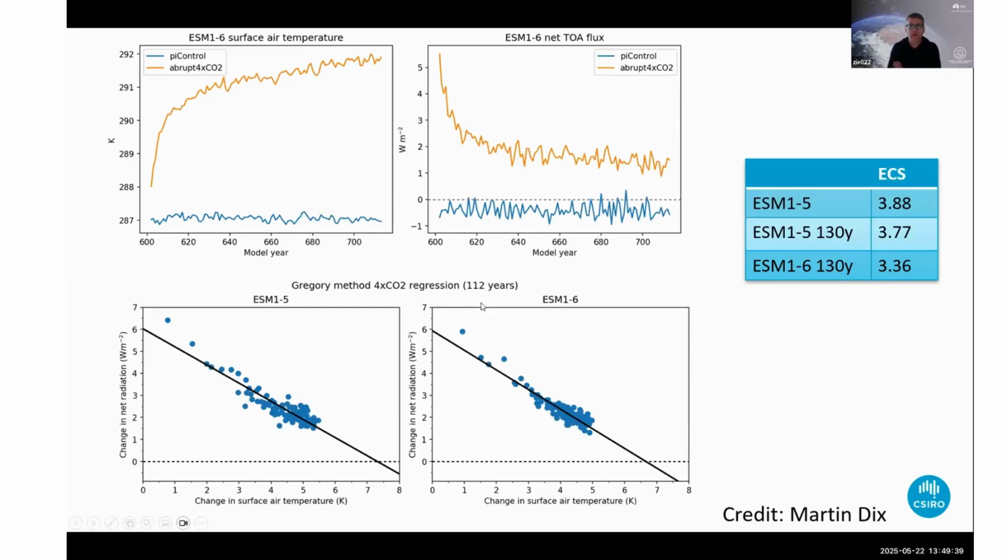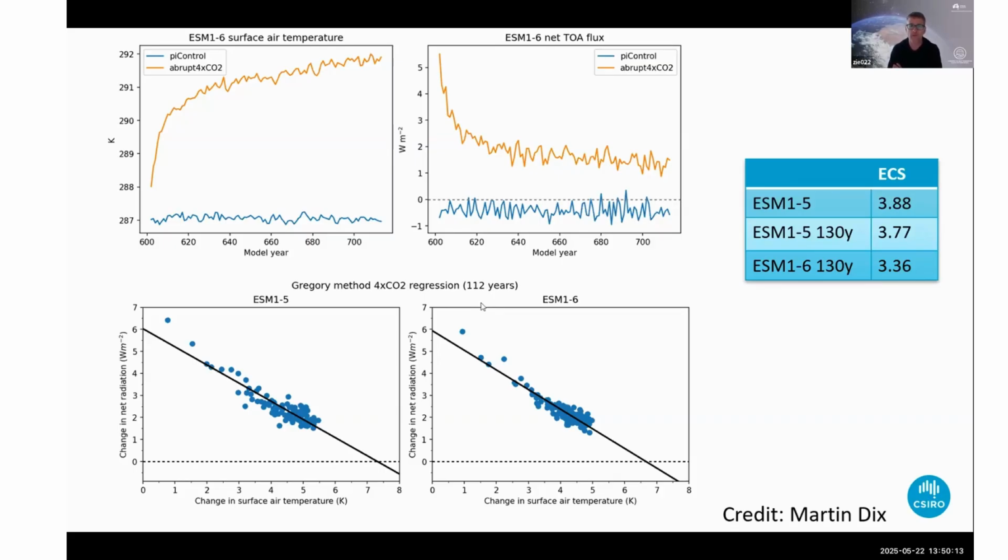And just very briefly, some results from our 4x CO2 run that we set up to estimate the equilibrium climate sensitivity. It's a plot that Martin put together. We had a climate sensitivity of 3.9 in ESM 1.5. In ESM 1.6, we currently have about 130 years available for the 4x CO2 run, and Martin calculated here a climate sensitivity of 3.36.